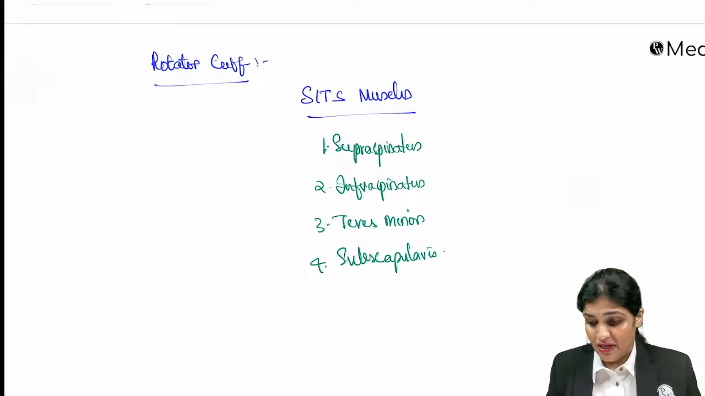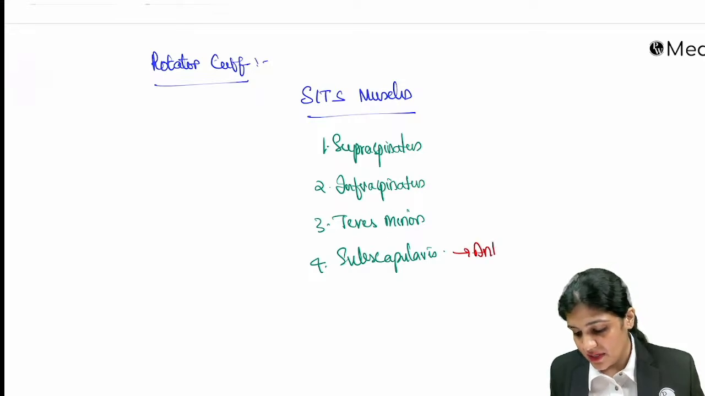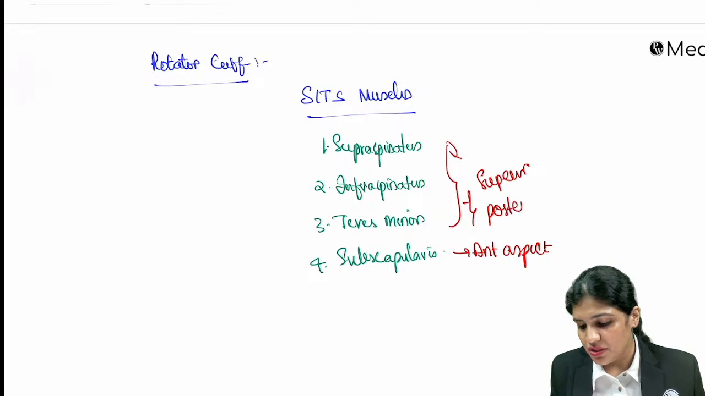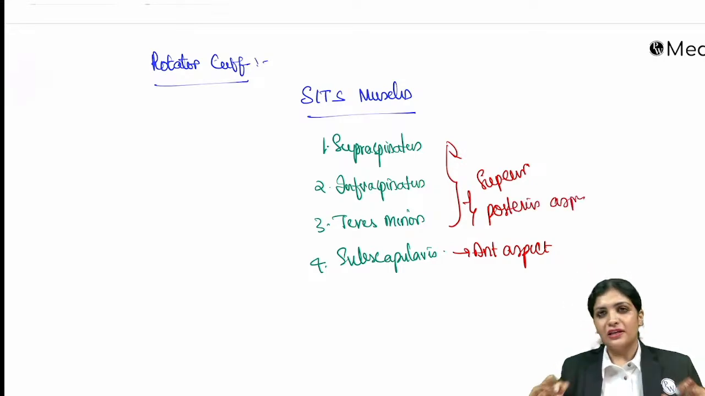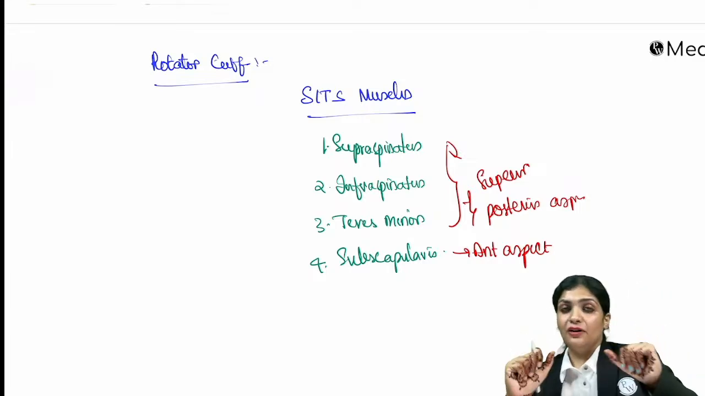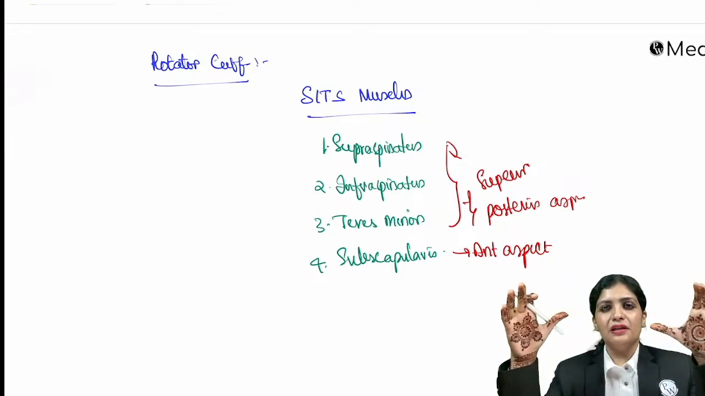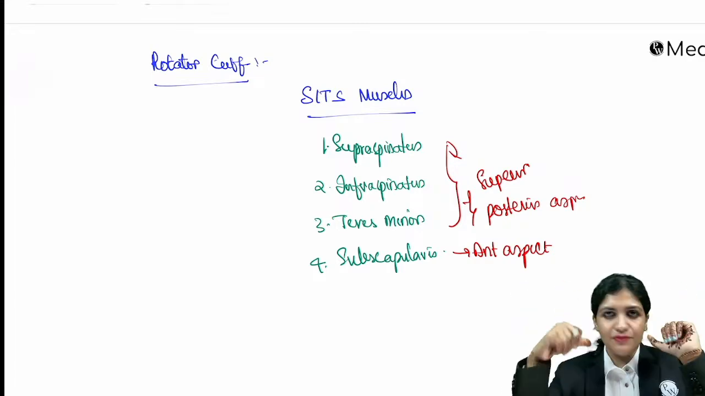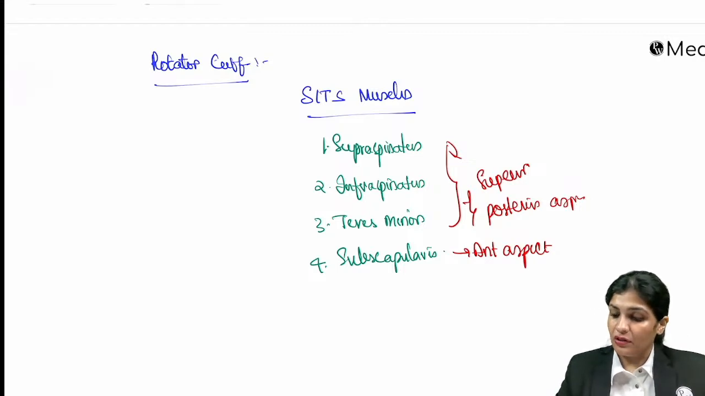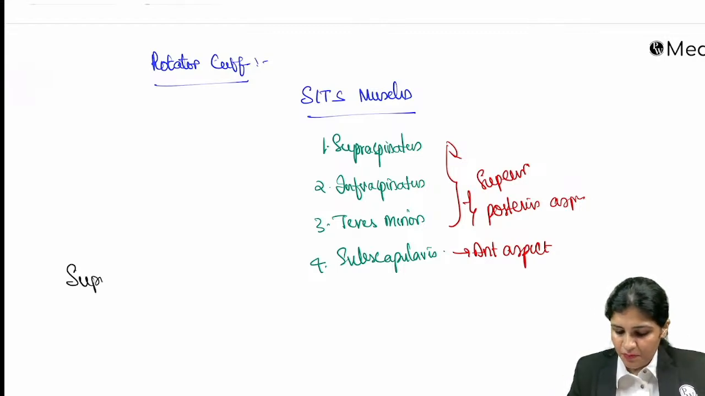If you remember, the subscapularis is present on the anterior aspect of the shoulder joint, the supraspinatus is present at the superior aspect, and the infraspinatus and teres minor are present on the posterior aspect. That is how they cover the entire shoulder joint, right? Under the deltoid muscle you have your rotator cuff muscles. The most important one here, according to the question, is the supraspinatus.